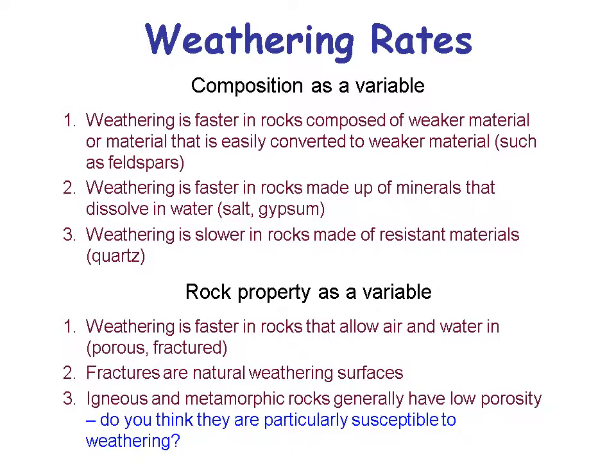Weathering is also faster in rocks made up of minerals that dissolve in water. Salt and gypsum are two examples of that. And weathering is slower in rocks of resistant materials. Quartz is an example of a resistant material. So granite is interesting because it has lots of quartz and lots of feldspar in it. Those both speed up and slow down the weathering of granite.